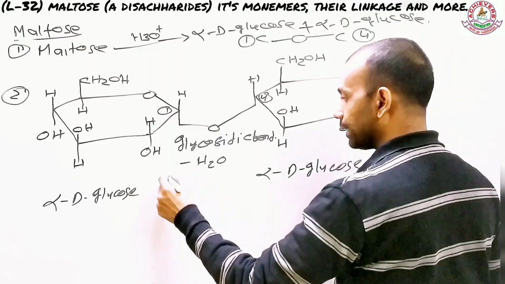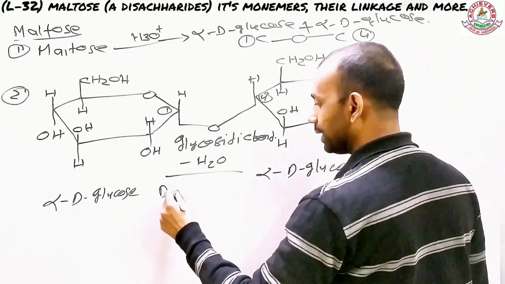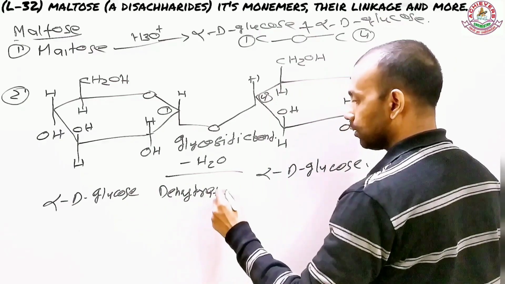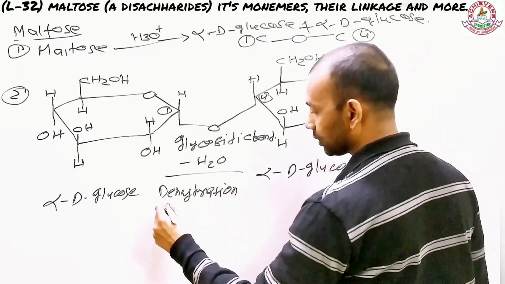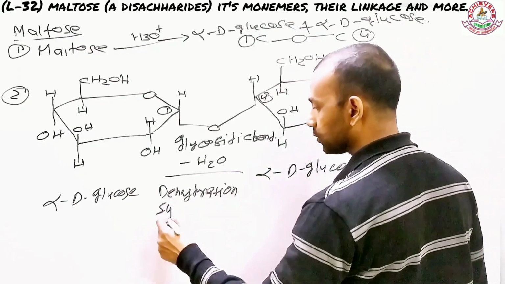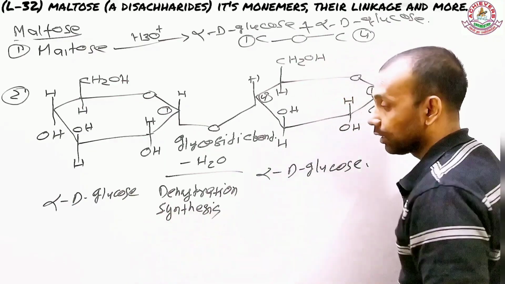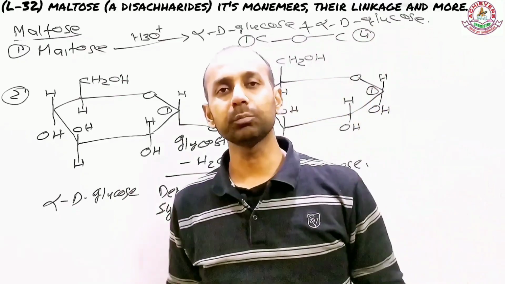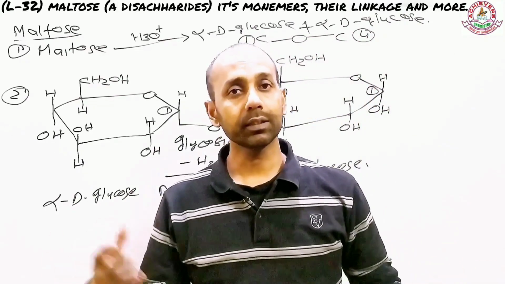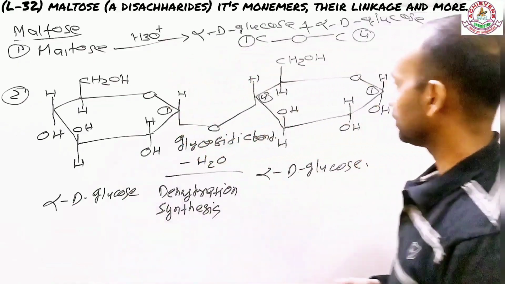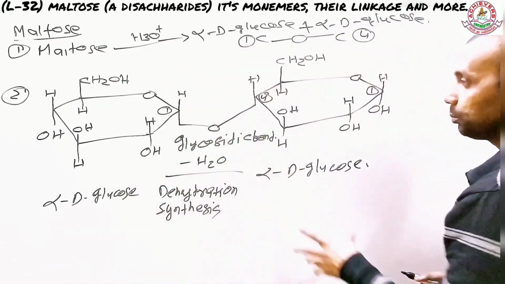This is also called dehydration synthesis. What is this called? Dehydration synthesis. Pay attention. This is really important, and at the same time I believe it's quite easy. I must remind you that it's called dehydration synthesis because a molecule of water, while the glycosidic bond is formed, is released as a byproduct. So that's why it's called dehydration synthesis. So this is what maltose looks like.